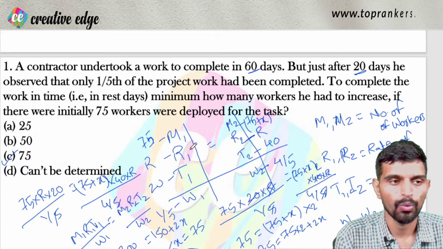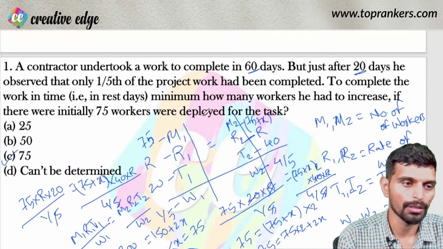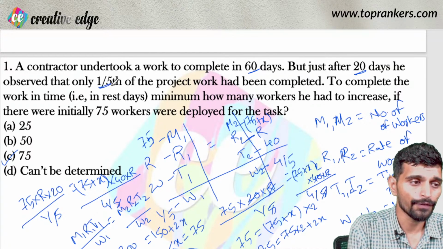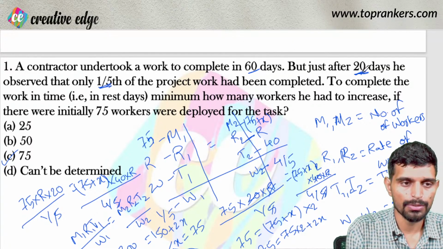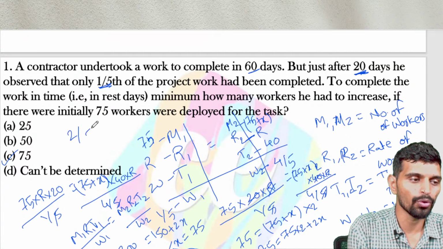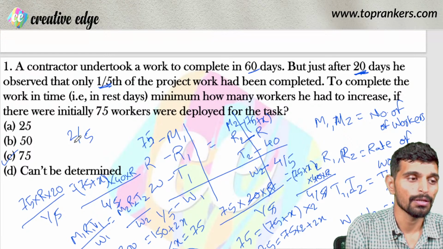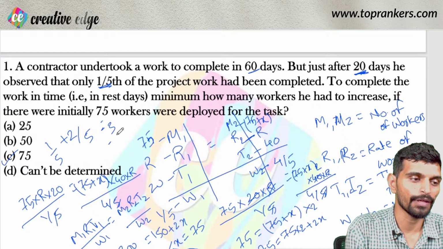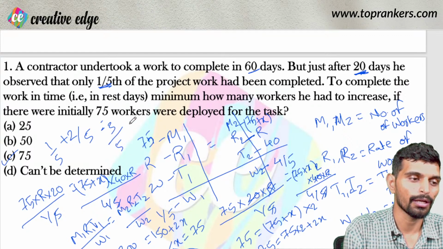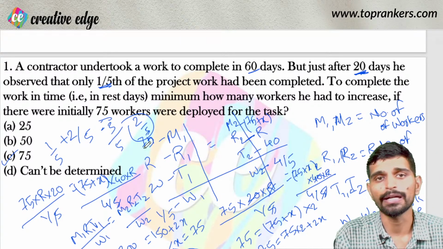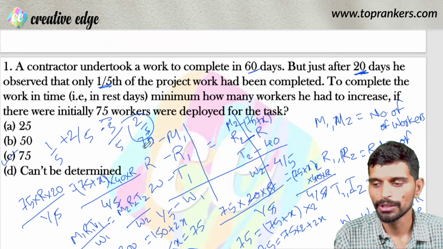In fact, one can go by the other approach, that is a common sense approach. 1/5 of the work is done in 20 days. So at the same rate, 75 workers will do 2 by 5 more work in the remaining days. That is 2 by 5 plus 1 by 5, that is 3 by 5 of the work is done, and remaining work is 2 by 5, and 2 by 5 of the work is done by 75 workers, so he needs 75 more workers. That can also be done by common sense.